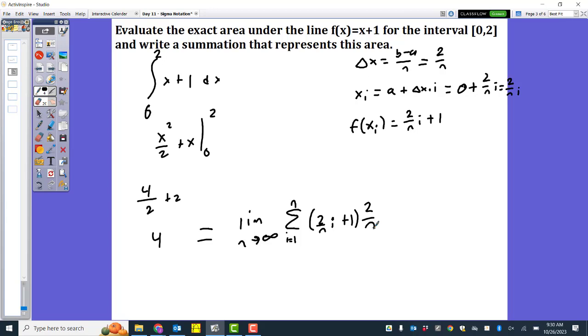Okay, this is the whole idea behind this. It's that this limit, this sum right here, is representative of an infinite number of Riemann sums, and that's equal to the definite integral, which is the exact area under the curve.